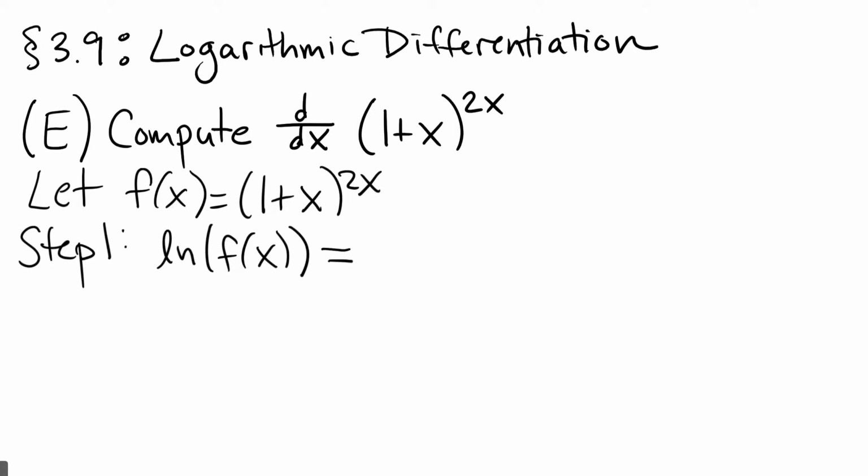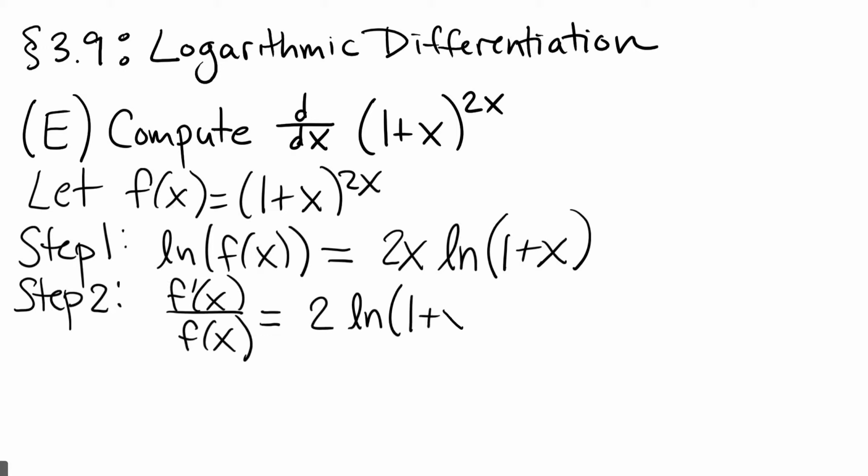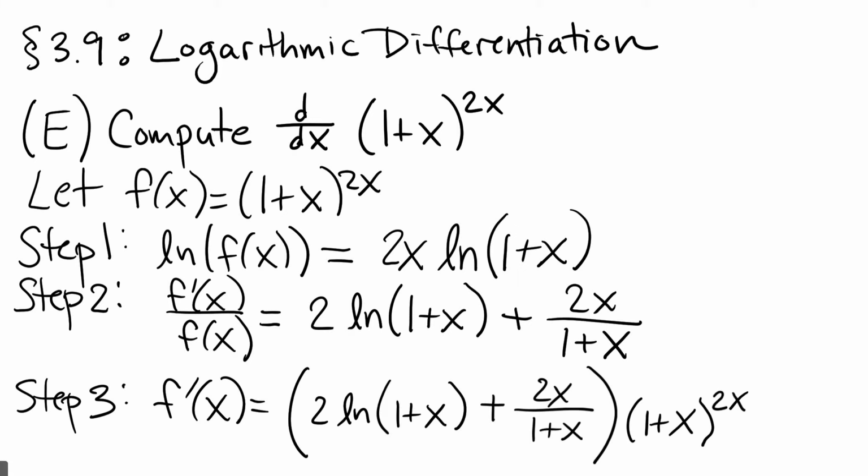Notice here we just have to use that single log rule which pulls the exponent down. So we take natural log of something with an exponent, then the exponent comes down, and we get the exponent times natural log of the base. Now in step 2, when we differentiate, we're going to have to use the product rule. We're also using the chain rule in this last step, but the derivative of 1 plus x is just 1. Finally, step 3, we multiply. And that's the end of the problem. Here we have our answer. Good habit to box it.